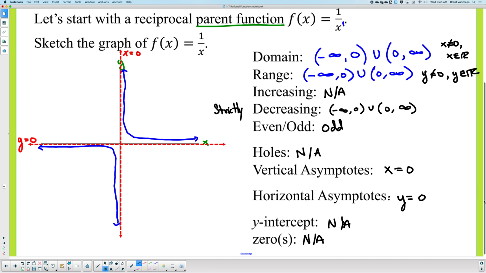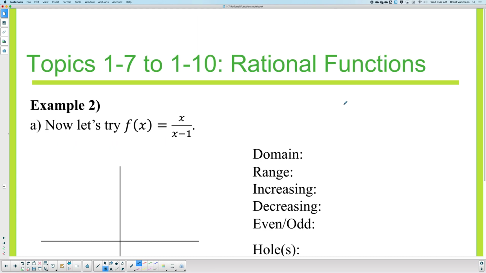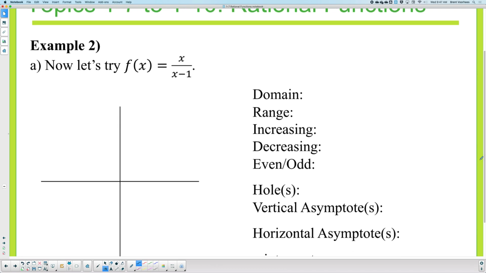A lot of details there. That's the parent function. So the rest of the day, we're going to just look at some transformations from that. Do I have end behavior, though, when I go to the next slide? Nope.